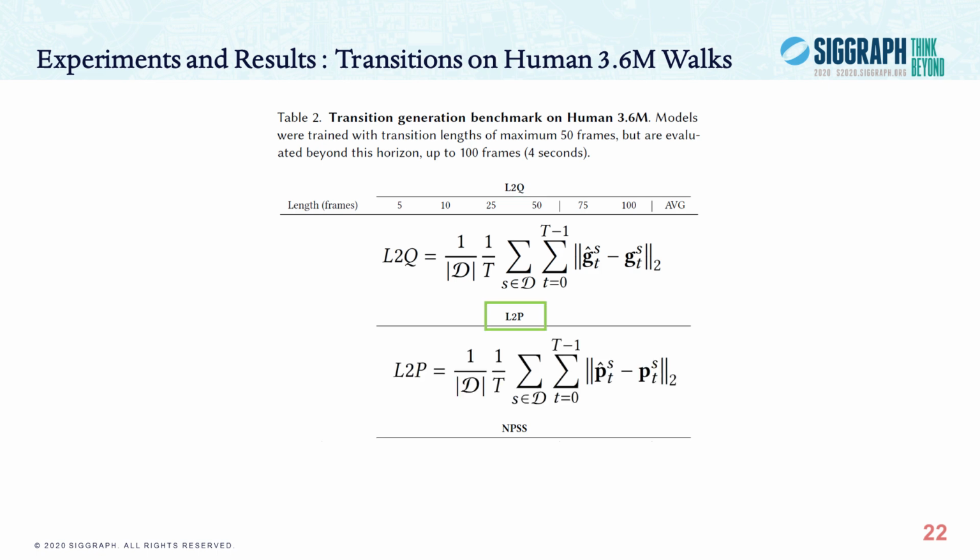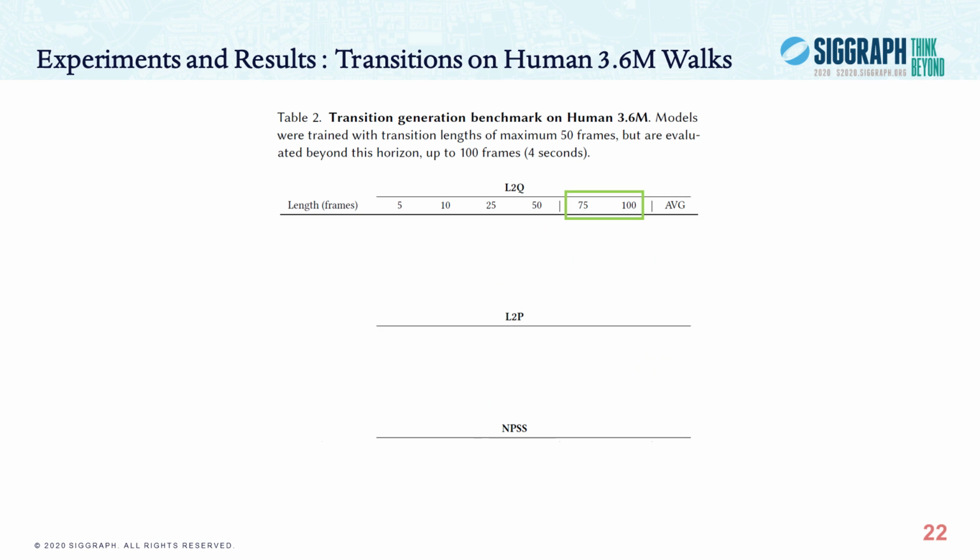transition frames. The L2P is the averaged L2 distance over global joint positions. We also evaluate the NPSS metric here. To measure the generalization capabilities of the model, we also measure performances on transition lengths longer than what was seen during training. We first report performance of a simple interpolation technique, which is very good for short-term transitions.